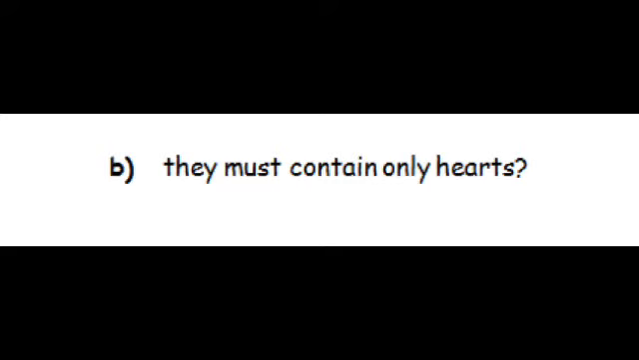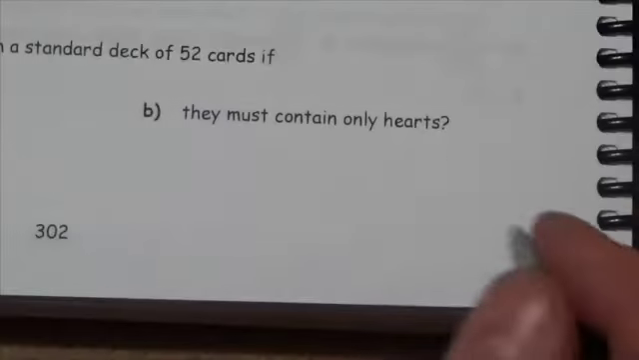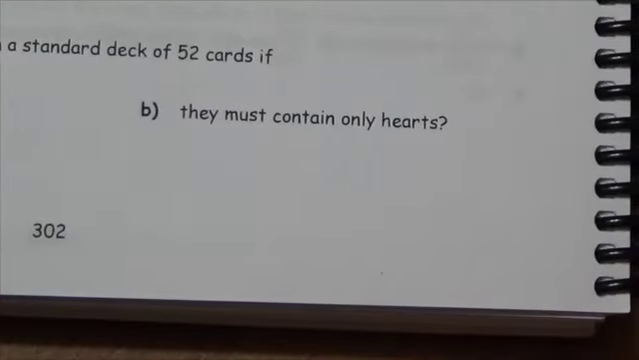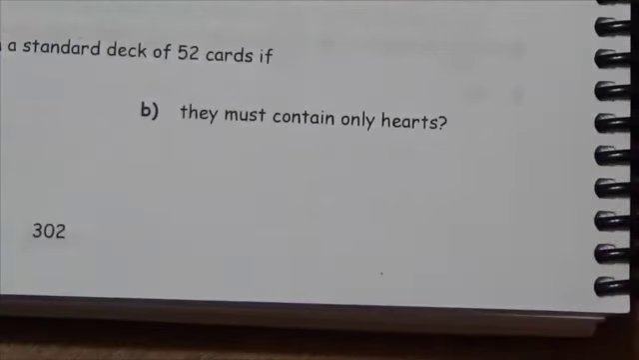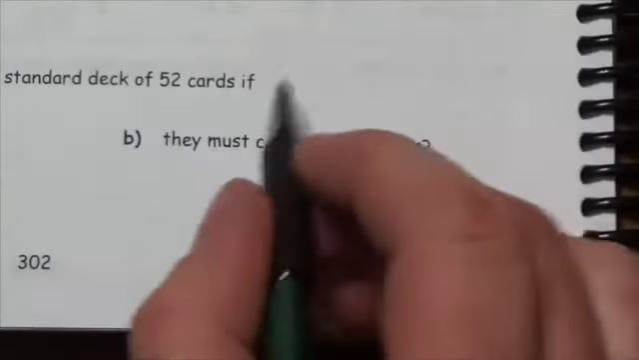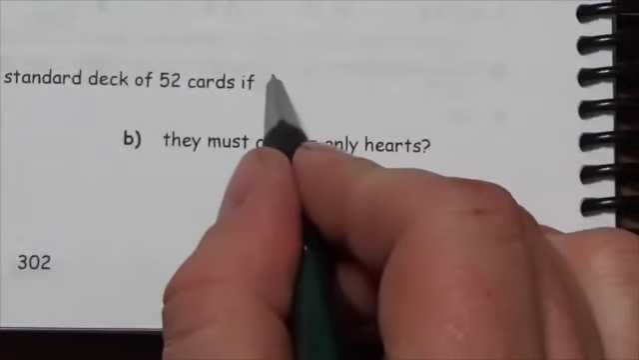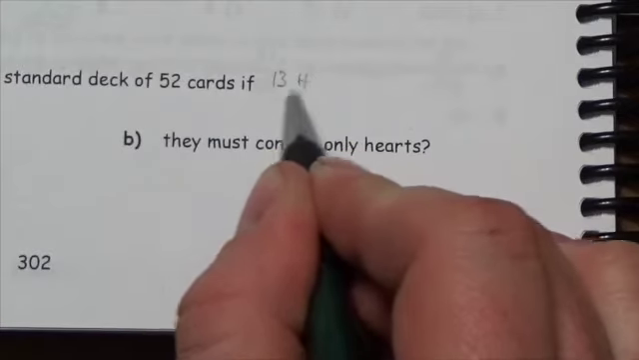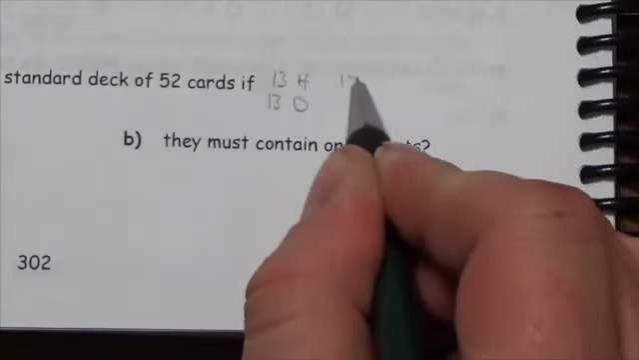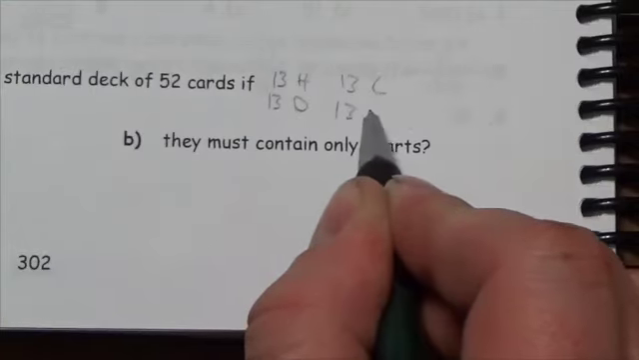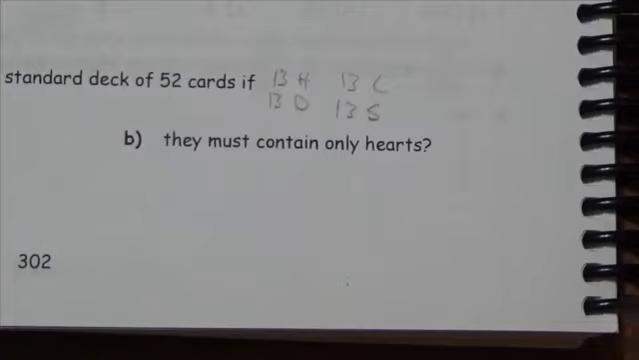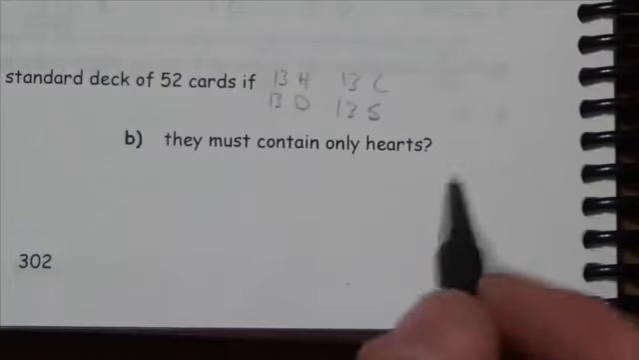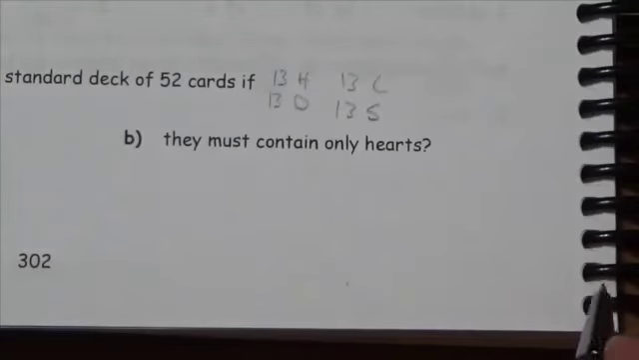They must only contain hearts. Now granted, to answer this question, you have to have a bit of a familiarity with a deck of cards here. They must contain only hearts. So again, just in case you're not familiar with a standard deck of cards, we're going to have 13 hearts, 13 diamonds, 13 clubs, and then 13 spades here. Okay, and these are just different pictures that get drawn on these cards. There's 13 cards that have these heart symbols on them. What if they must contain only hearts?